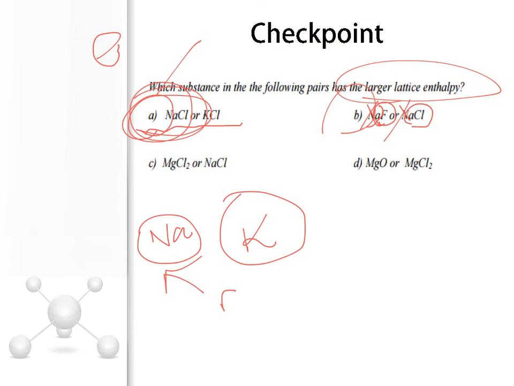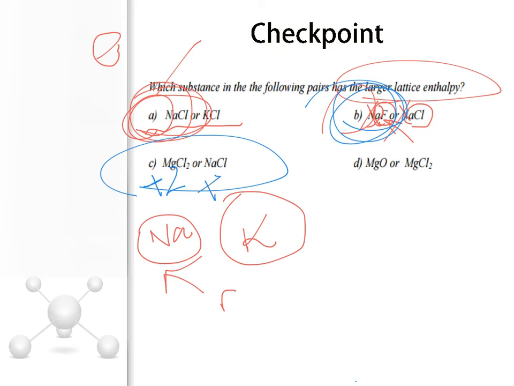All right, so again, you always want to look for the smaller ion. The smaller ion is going to be able to get closer to the other ion and have a stronger attraction. Fluorine is smaller than chlorine, so sodium fluoride will have the stronger lattice enthalpy. Looking at C, now your charges are different. Magnesium has a charge of +2, sodium has a charge of only +1. The higher the charge, the stronger the lattice energy, so magnesium chloride is the strongest.